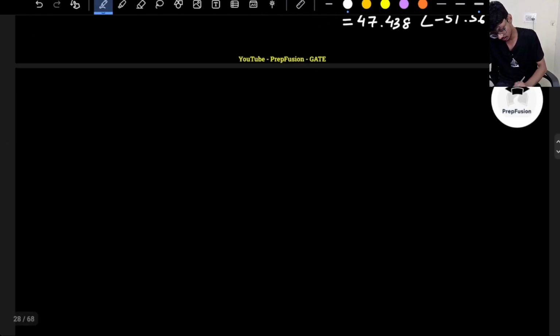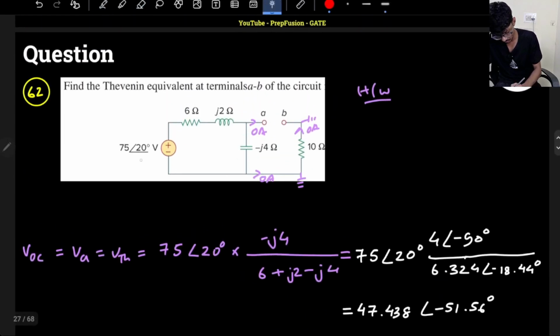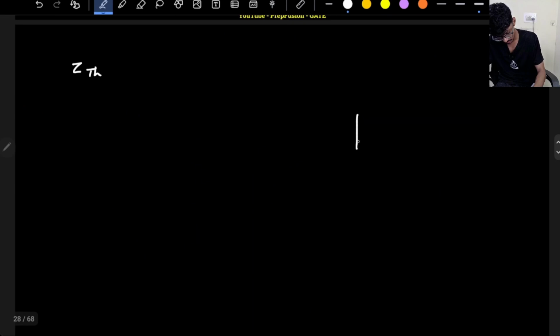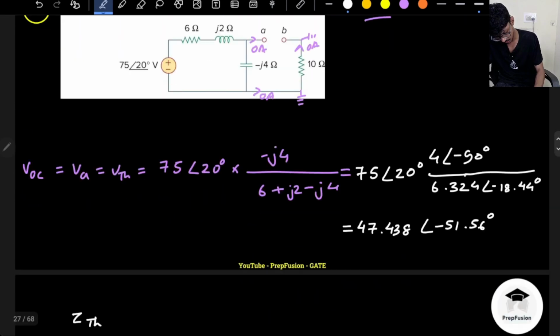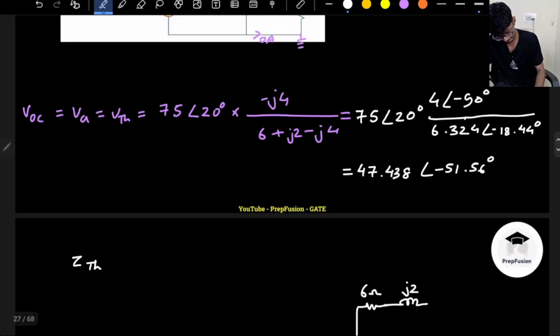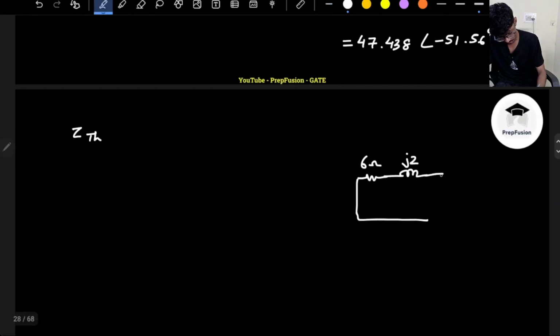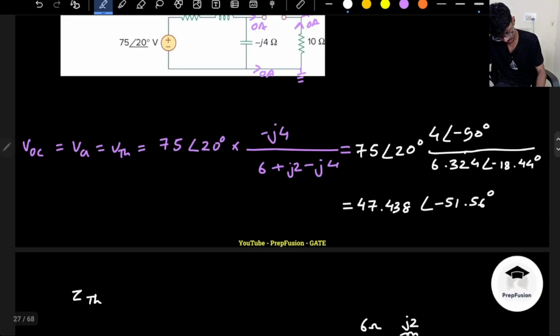What about the Thevenin impedance? So Thevenin impedance is rather simple. What we have to do is deactivate the sources. If I deactivate this source, this and this will be in parallel, and ultimately this will be in series. So the circuit will get reduced. This is 6 ohm plus J2, and this is minus J4, and this is 10 ohms.